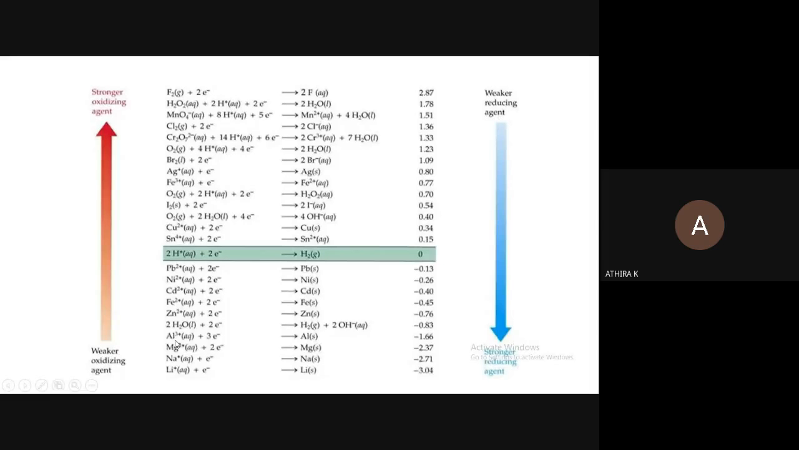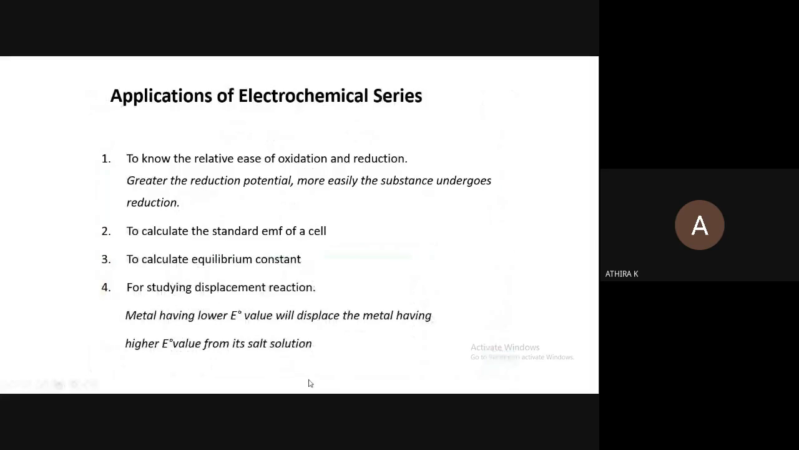If we are considering copper and zinc, there is a solution containing copper ions and zinc ions. We know the electrode potential of copper, it is equal to 0.34 volt. For copper, it is 0.34 volt, and for zinc, negative 0.76. While we compare those values, we know copper has more E0 value. Okay. Metal having low E0 value will displace the metal having higher E0 value from its salt solution.